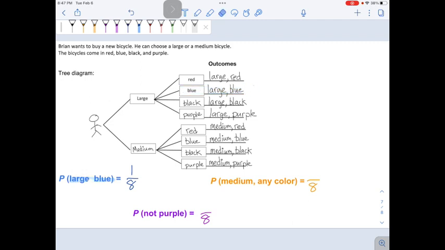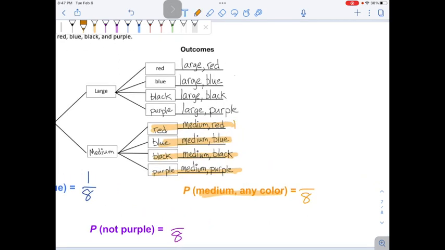I'll go back and change decimals and percents, but I feel like a lot of you are really figuring that out. For the next one, medium, any color. Well, this one's medium and red, that's a color. Medium and blue, that's a color. Medium and black, that's a color. Medium and purple, that's a color. That looks like 4. 1, 2, 3, 4. So that's 4/8. This one's really easy. That's 1/2. That's 50%. Right?